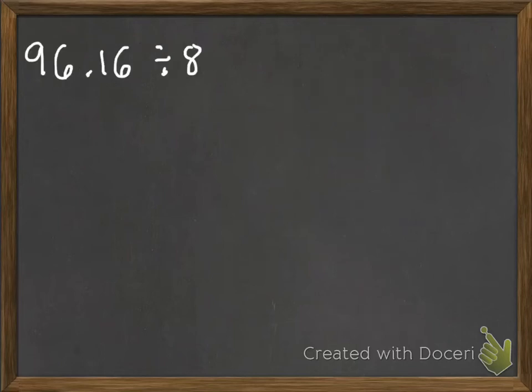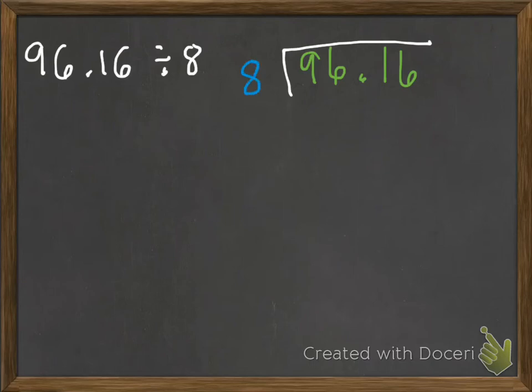Alright, we have 96.16 divided by 8. Let's go ahead and try this one now. We have 96.16 in the house, 8 outside the house. Alright, so how many times can 8 go into 9? Well, it goes in there once. Okay, let's multiply now. 8 times 1 is 8.